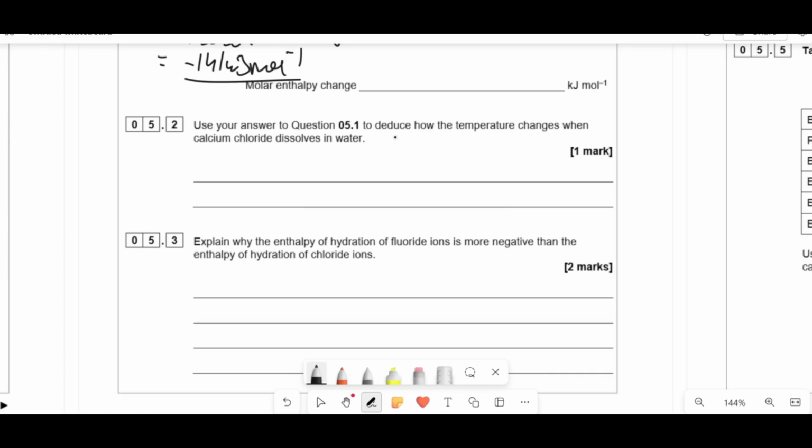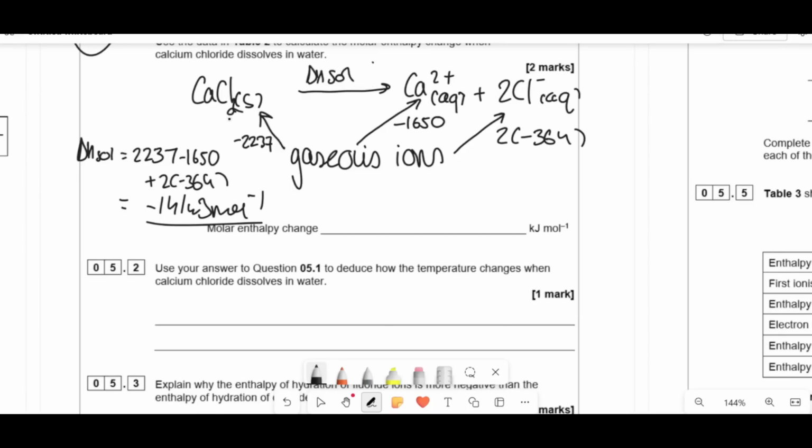It says, use your answer to this question to deduce how the temperature changes when calcium chloride dissolves in water. You're dissolving this in water, which is this enthalpy change of solution, which is this here, and it's negative, it's exothermic, so the temperature increases because it's releasing energy into the surroundings, which is the water.